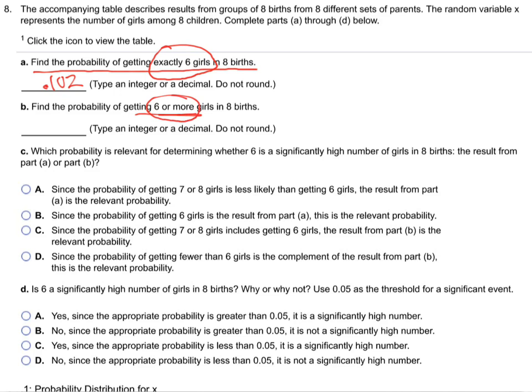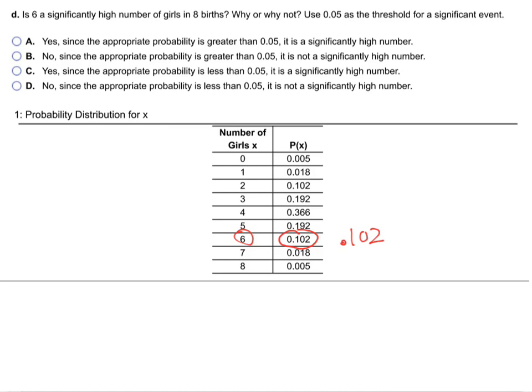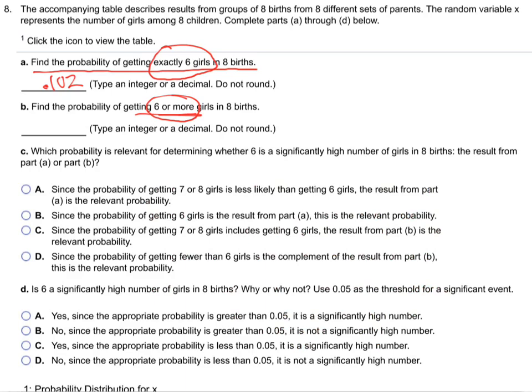6 or more. Let's go back to the table. How are we going to find out the probability of getting 6 or more girls? Just add them up. Exactly. So 0.018, 0.005. So you just add those up. Just use your calculator. Just add up 6, 7, and 8. So 0.125. That's the chance of having 6 or more girls.